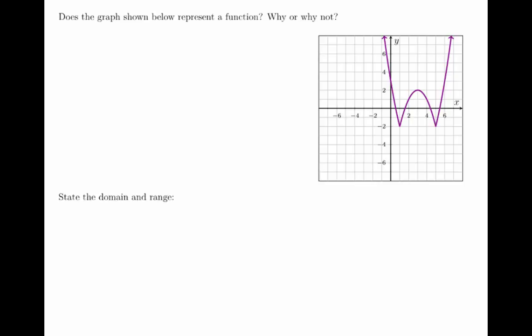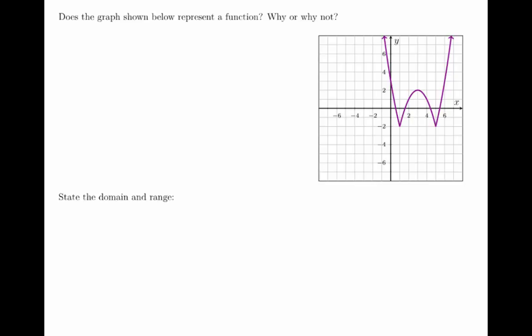And we can see that both arrows are pointing up, and it's going through the point (0, 3), and then it comes down to (1, -2), and then bounces back up to (3, 2), and then comes down to (5, -2), and then heads back up. And so we need to determine if this represents a function. Now we know that in order to be a function, every input has to correspond to exactly one output. So we need to look visually and see if any of these inputs are associated with multiple outputs.